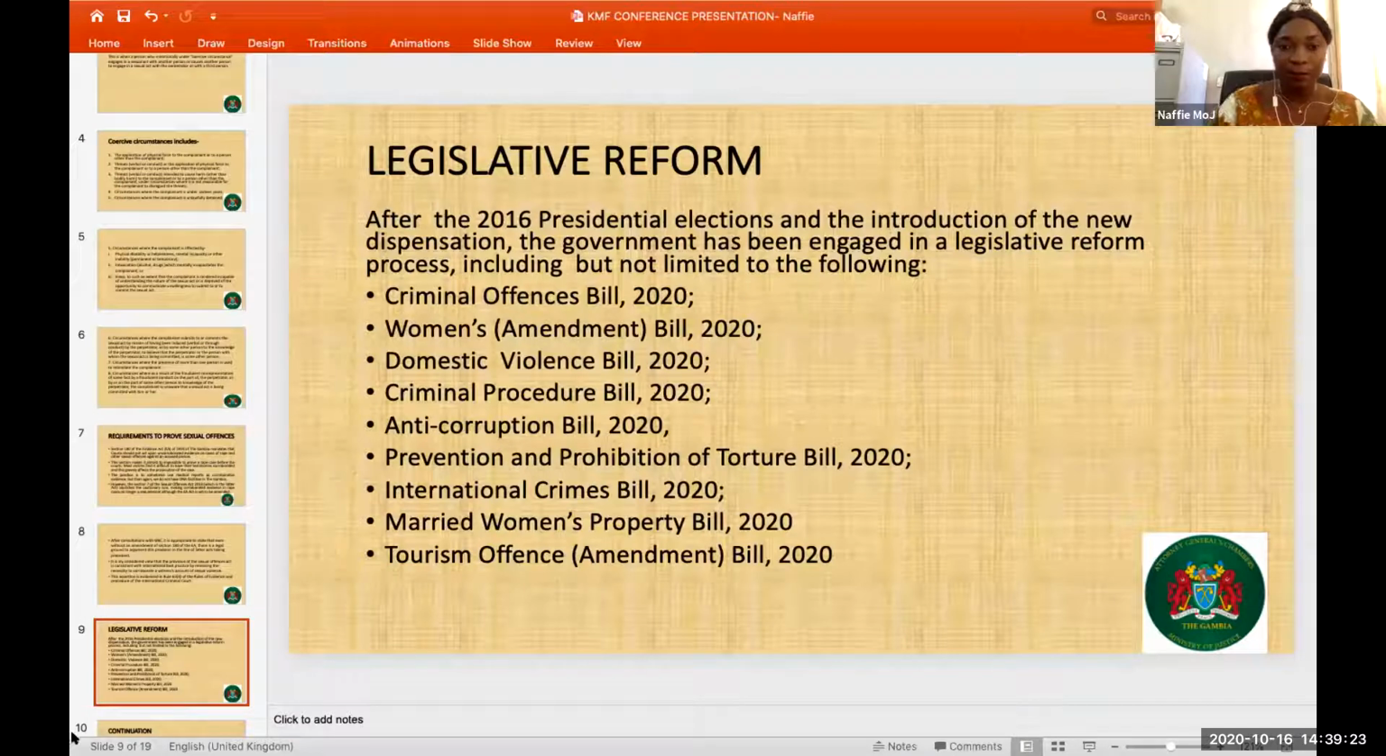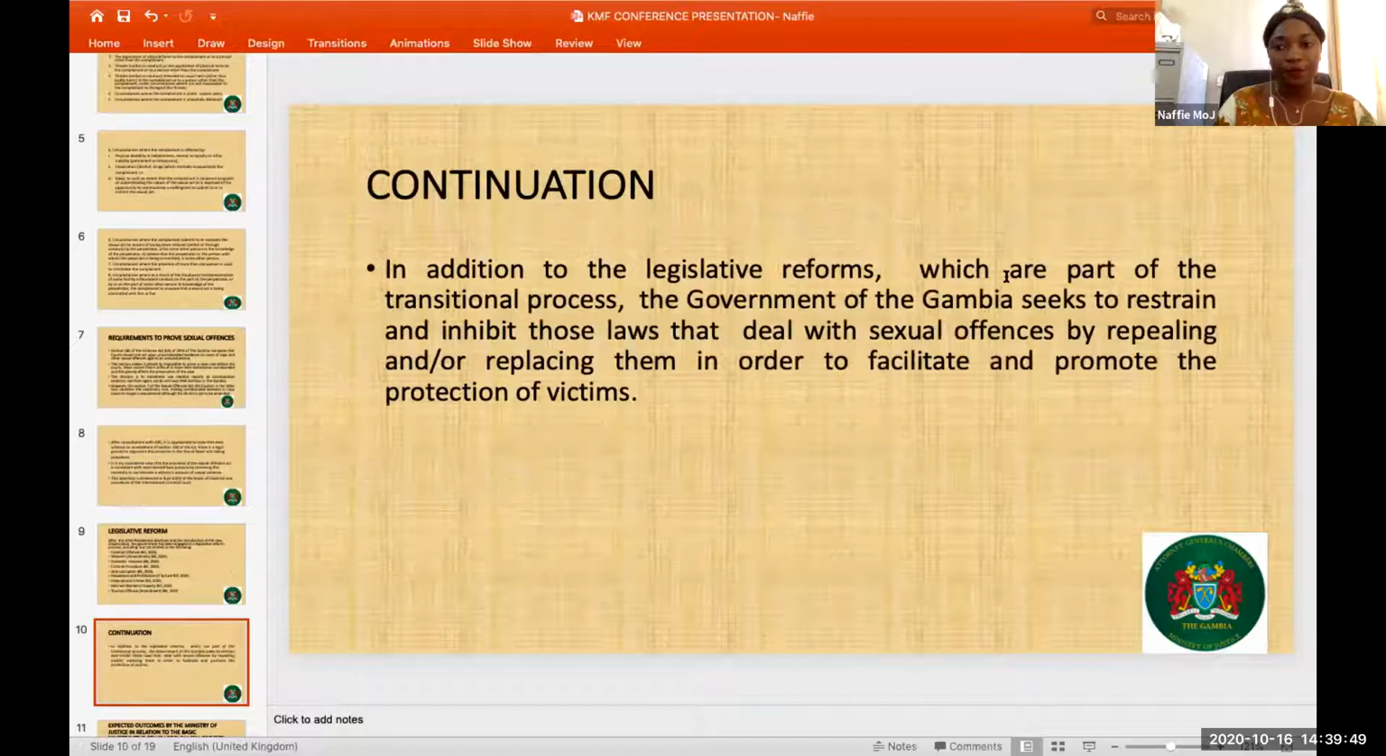These two, the Prevention and Prohibition of Torture Bill and the International Crimes Bill, are both international legislations which we're trying to domesticate. And we have the Married Women's Property Bill and the Tourism Offences Bill. All these bills contain provisions that are discriminating against women, which we're trying to repeal. So in addition to the legislative reforms, which are part of the transitional process, the Government of The Gambia seeks to restrain and inhibit these laws that deal with sexual offences by repealing and or replacing them in order to facilitate and promote the protection of victims.